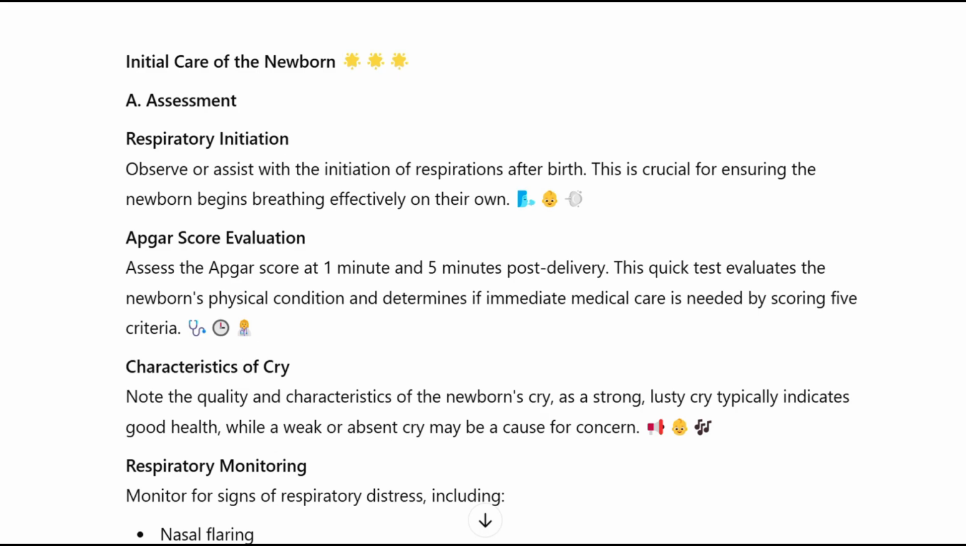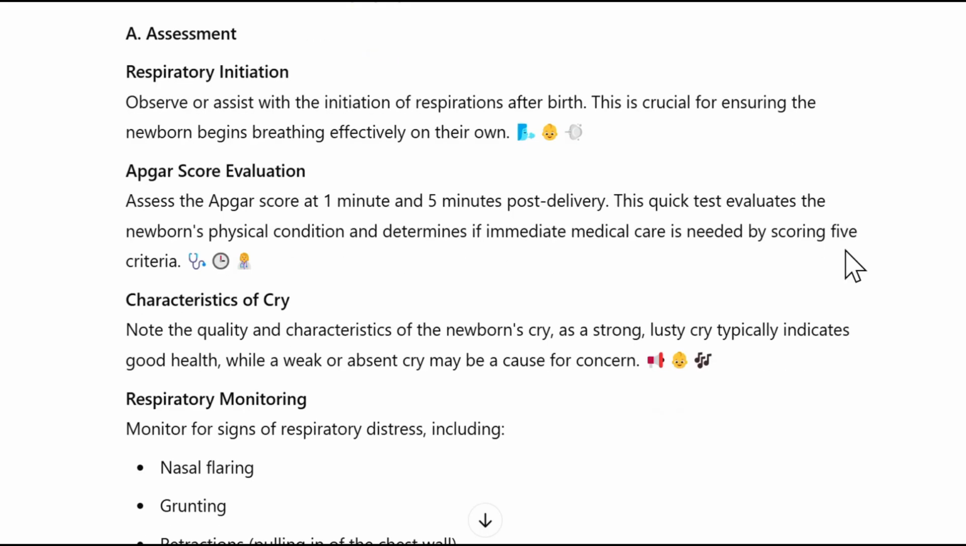Initial care of the newborn. A. Assessment, respiratory initiation. Observe or assist with the initiation of respirations after birth. This is crucial for ensuring the newborn begins breathing effectively on their own.